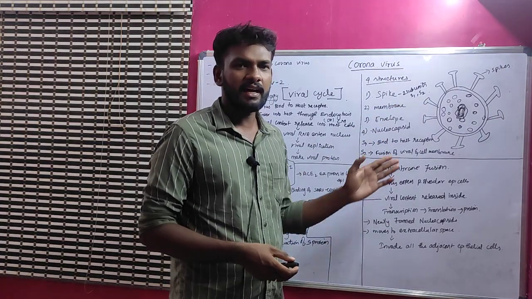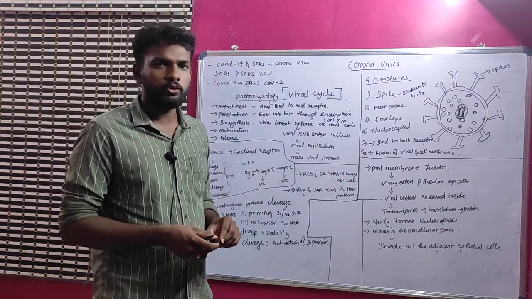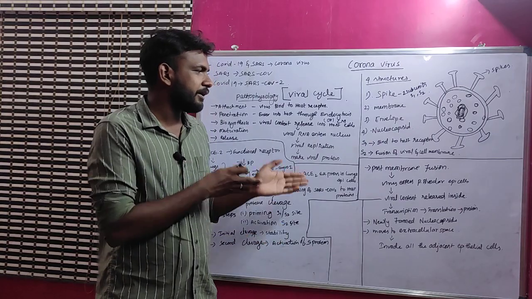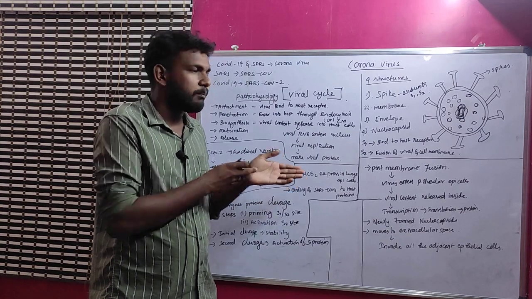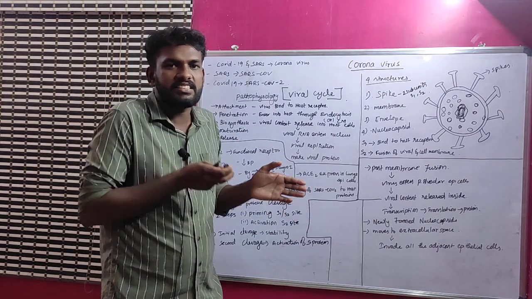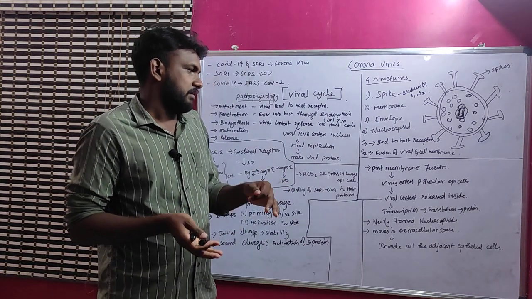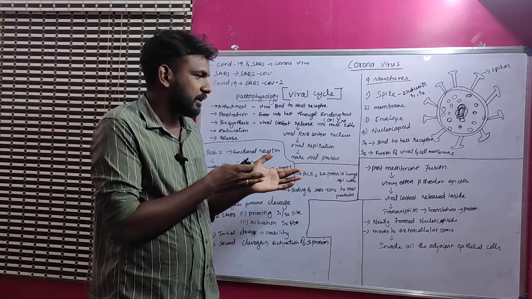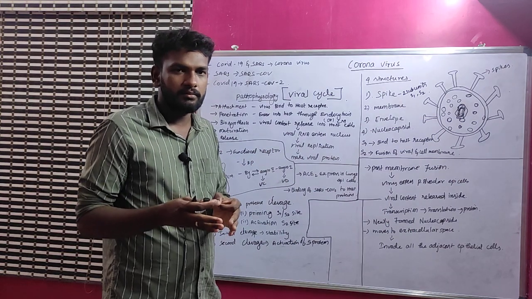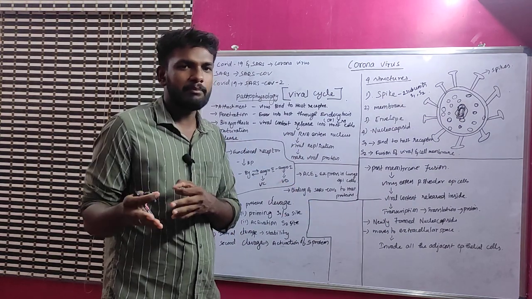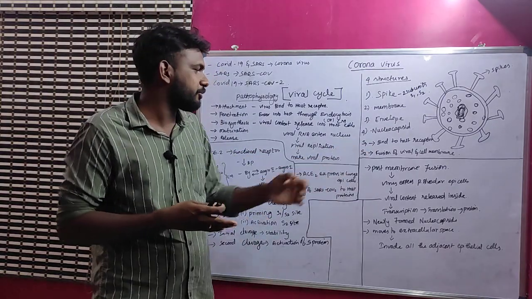In the spike, there are two major subunits, S1 and S2: subunit 1 and subunit 2. What is the actual role of these subunits? S1 binds to the host receptors, which are the healthy receptors in our body. What is the function of S2? Its function is fusion of the viral and healthy cell membranes. This is the actual role of subunit 2.